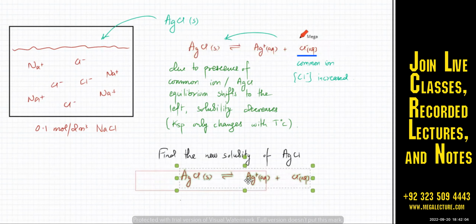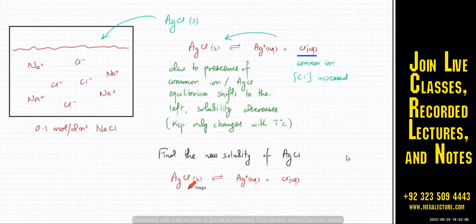ठीक है, इसको उठा के इधर रखा है. अच्छा, the new solubility of AgCl, let's call that X. तो अब क्या होगा? कम dissolve करेगा. There's going to be less ions produced, right? So this will be X mole per dm cube. And this other thing will also be X mole per dm cube. अच्छा, so both of them will be X mole per dm cube.